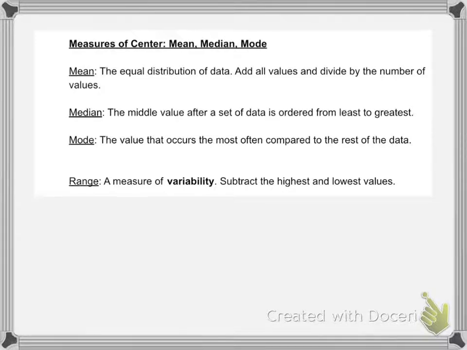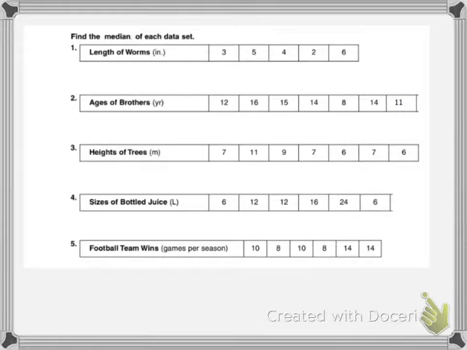For our median, we're going to find the middle value after we've ordered our set of data from least to greatest. And our mode is the value that occurs the most often compared to the rest of the data. And our range, which is our measure of variability, we're going to subtract the lowest value from the highest value to find the range. So let's get started with the median.